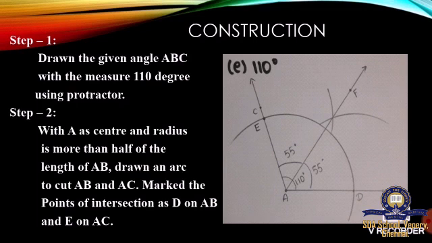Okay, students, what is our third step? Our third step is the construction. So what did we do in the diagram? First, we need to draw the line and mark the point as A and B, and with A as center, using the protractor, we mark the point of 110 degree, and then we need to join the line and mark the point as C. And using the compass with A as center, we need to take the radius more than half of the length AB and draw an arc to cut AB and AC. And then mark the point of intersection as D on AB and E on AC.